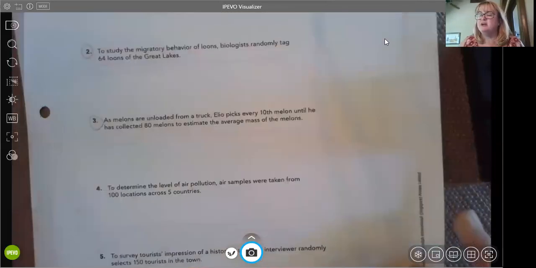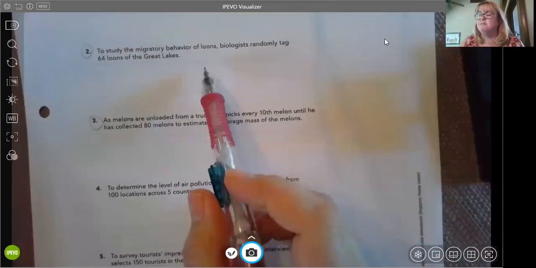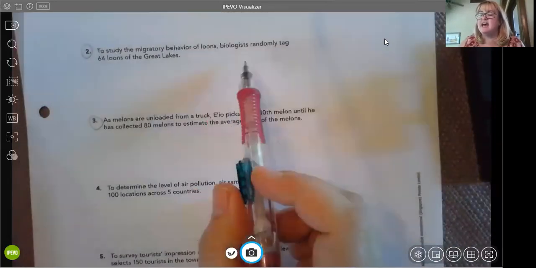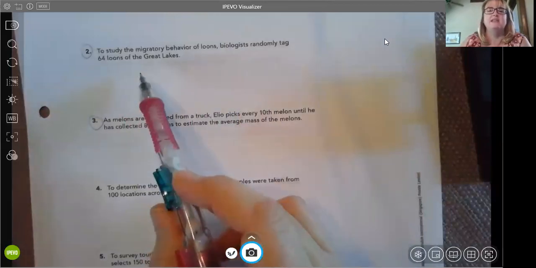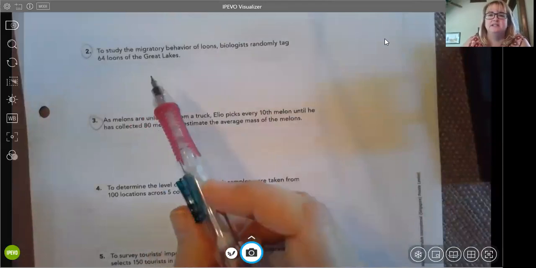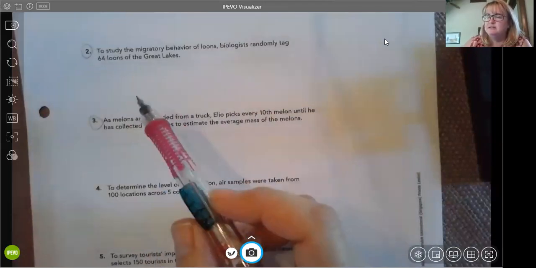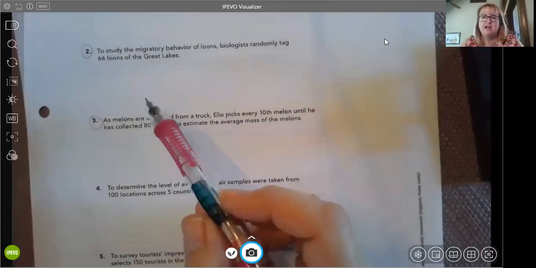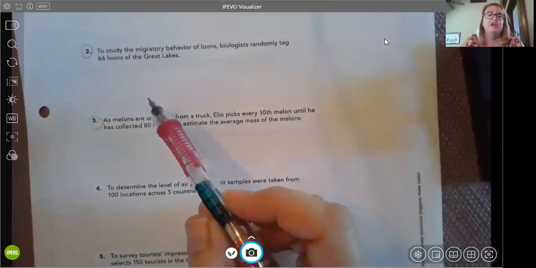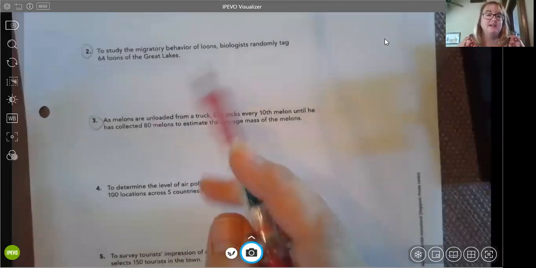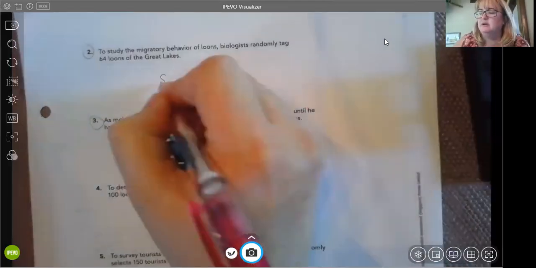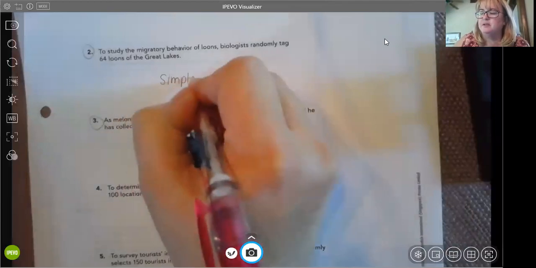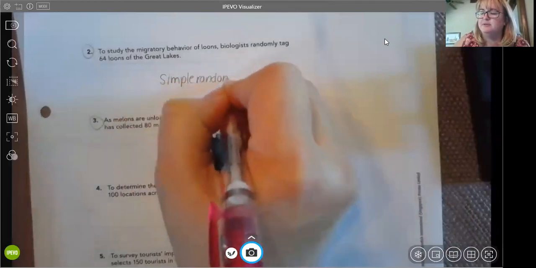All right, let's look at number 2. To study the migratory behavior of loons, biologists randomly tag 64 loons of the Great Lakes. Okay, they randomly tag. Did we divide them into groups? No. Did we put all the loons in order and tag every certain one? No, they just randomly tagged them. So that is a simple random sample.